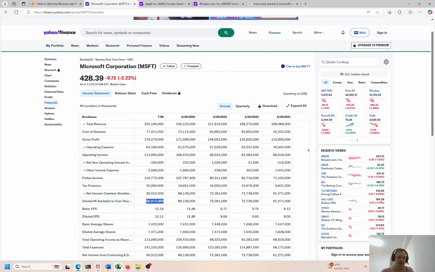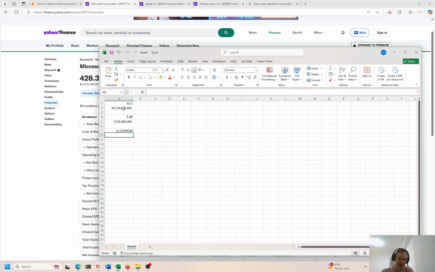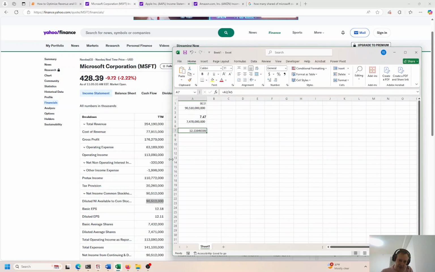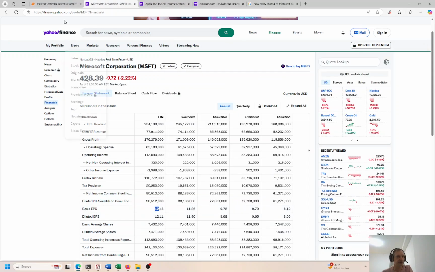I think we can do this pretty quick. Let me see if I have this thing open. Oh yeah. 7.47, 7.4. There you get the 7.47 billion shares outstanding approximately, and you get 12.11, and then you see 12.18. So it's a little rounding, but it's pretty close. Okay, so there's the earnings per share.